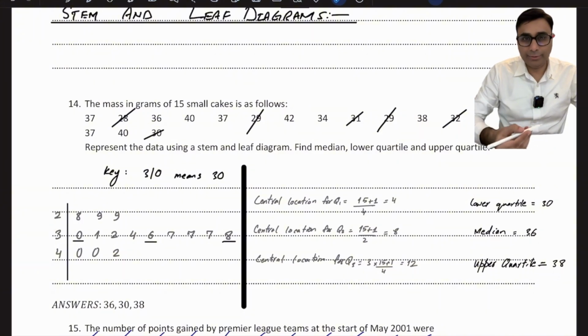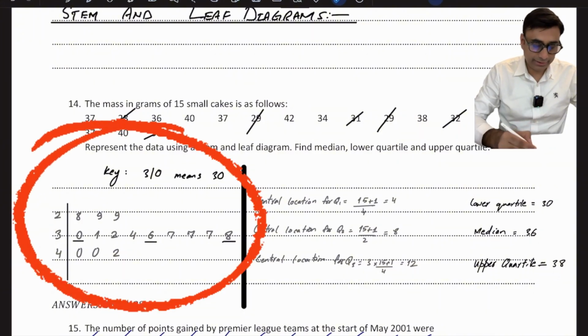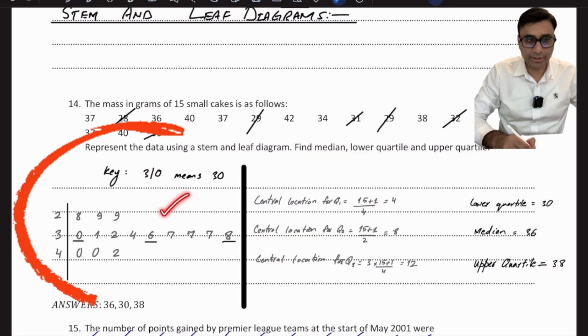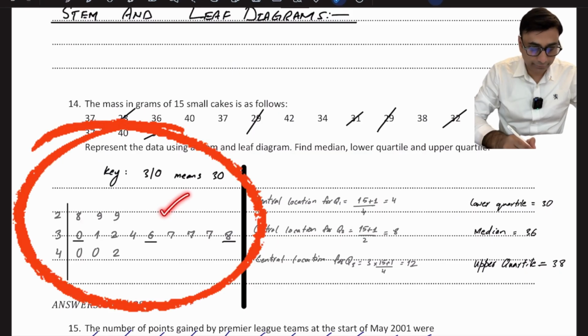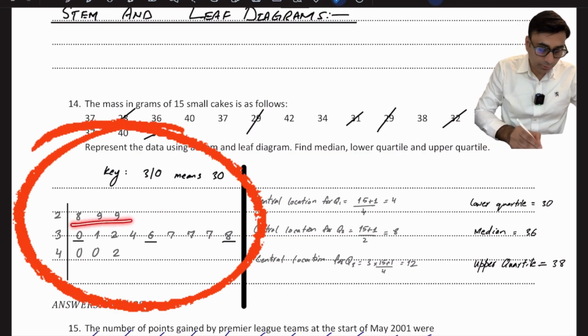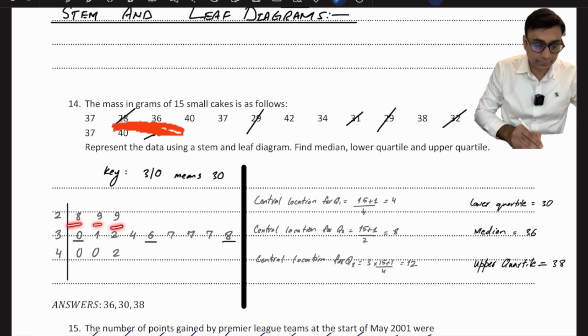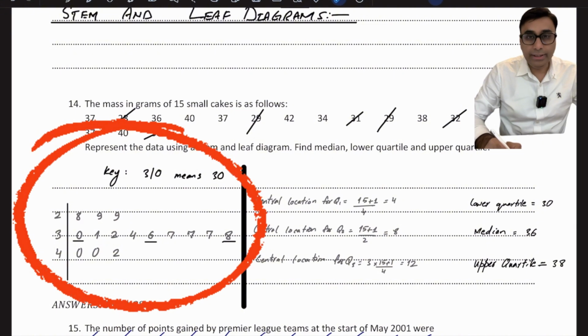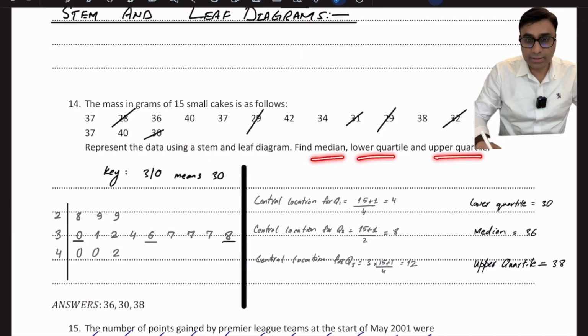The good thing about this representation is that the data represented by means of stem and leaf is already organized. You can see that it is already in order. First you have 28, then 29, then 29 and so on, which will make it easier for you to find the median, the lower quartile and the upper quartile. Because the first thing you must always do while finding the median, lower quartile and upper quartile is to arrange the data, and in this diagram the data is already arranged.